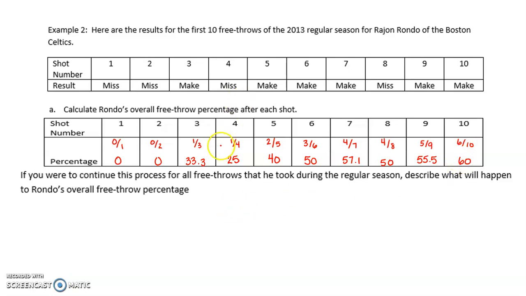If we were to continue this process for all the free throws, what will happen? So the percentage will level off due to the law of large numbers. And it will level out around his ability.